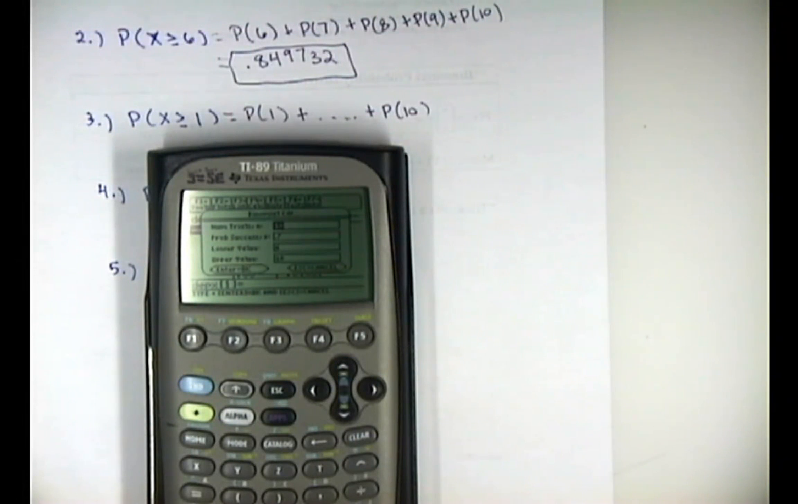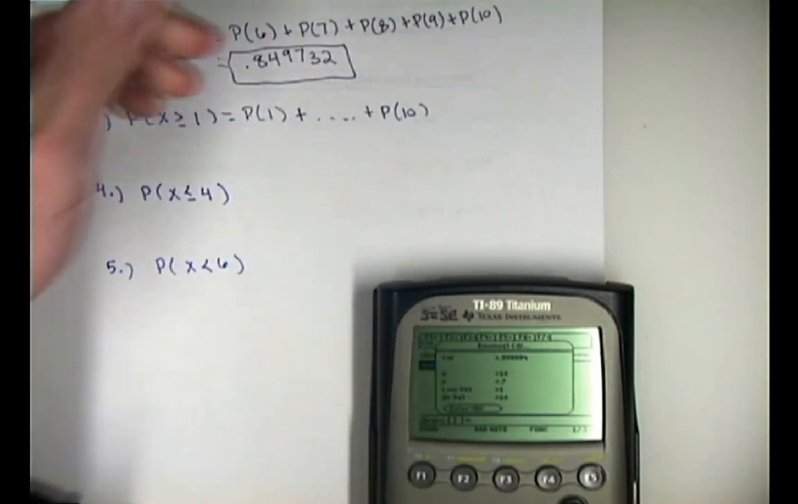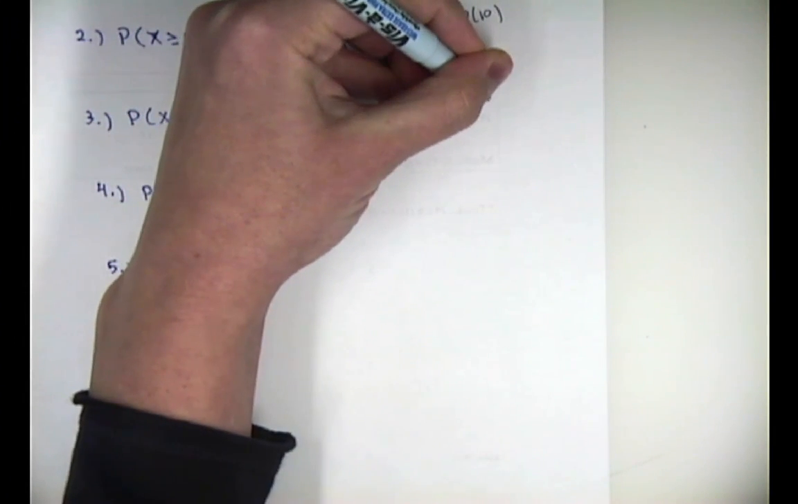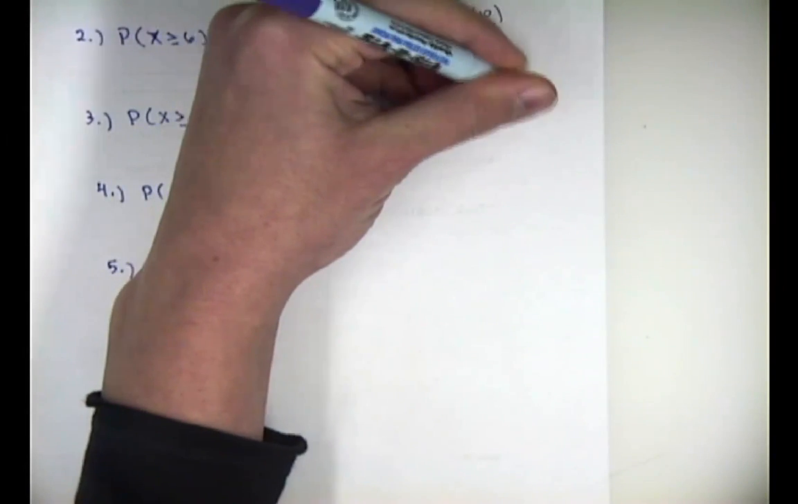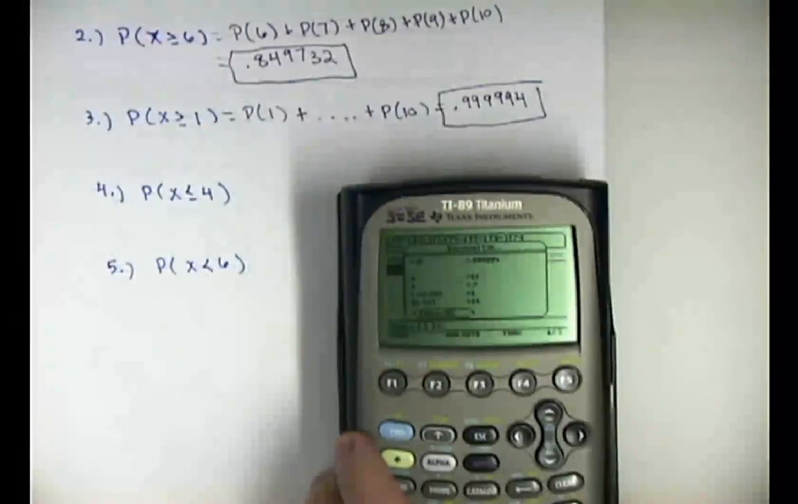It pops up that menu for you. Number of trials is 10. Probability of success is 0.7. Lower value this time is 1. Upper value is 10. Press enter. You might have to hit it twice. It'll pop up the probability for you. Probability of that occurring is 0.9999994. Very small print on these 89 Titaniums.